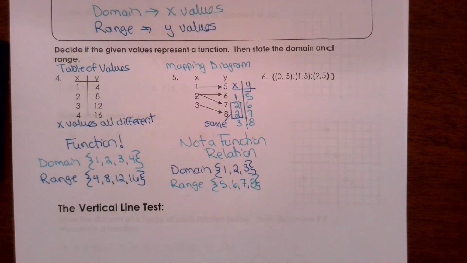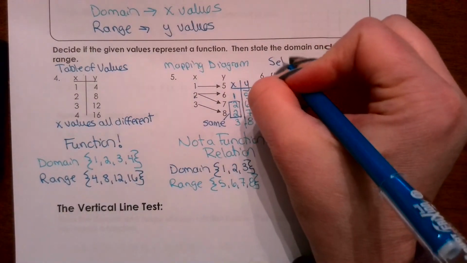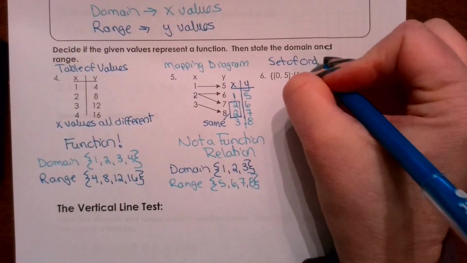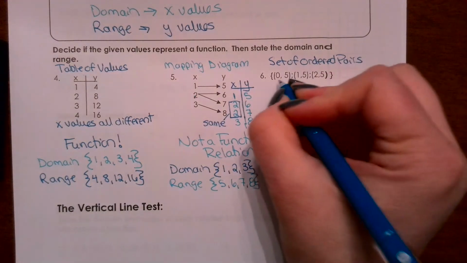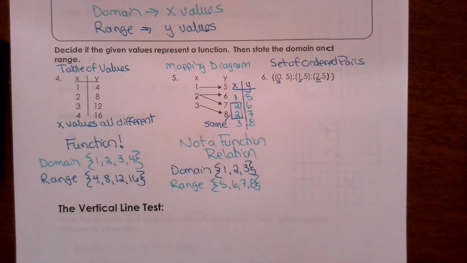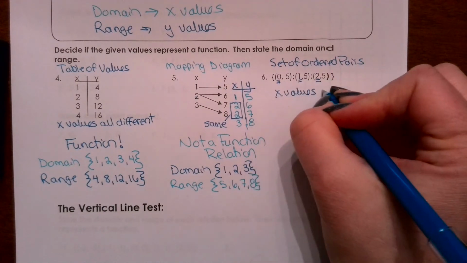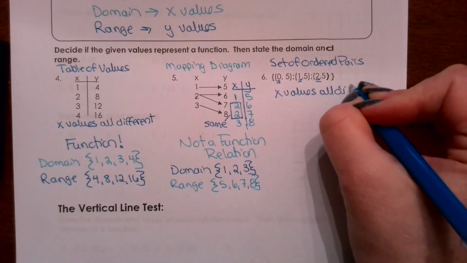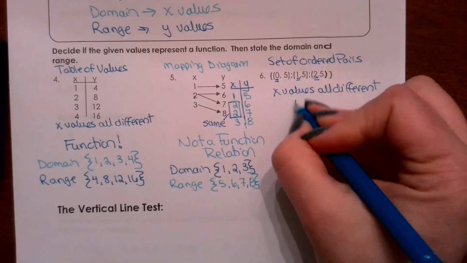Alrighty, final one. I've got a group of ordered pairs, a set of ordered pairs. Let's look at our x values. I have a 0, a 1, and a 2. My x values are different. So this means we have a function.